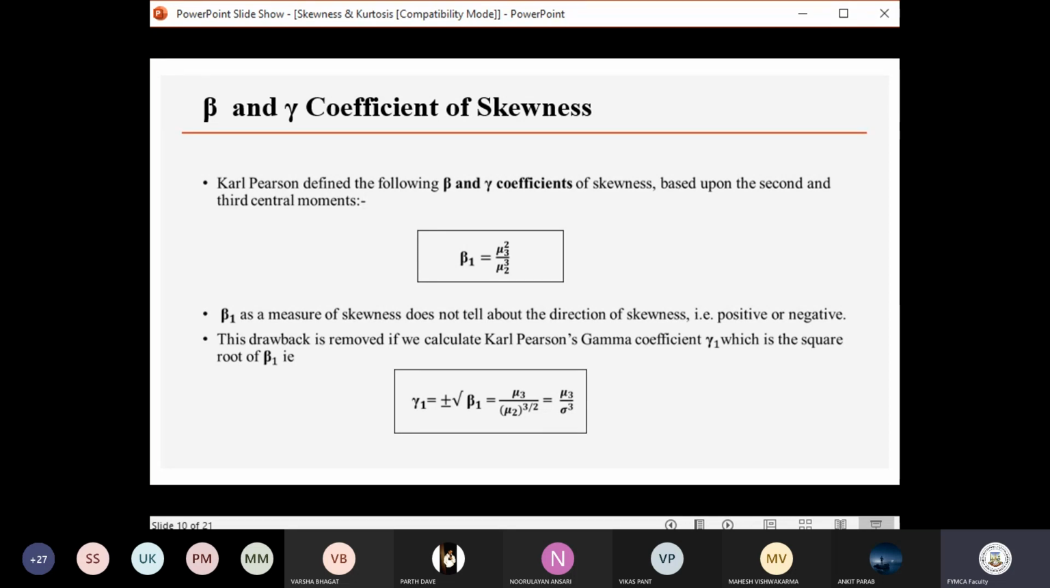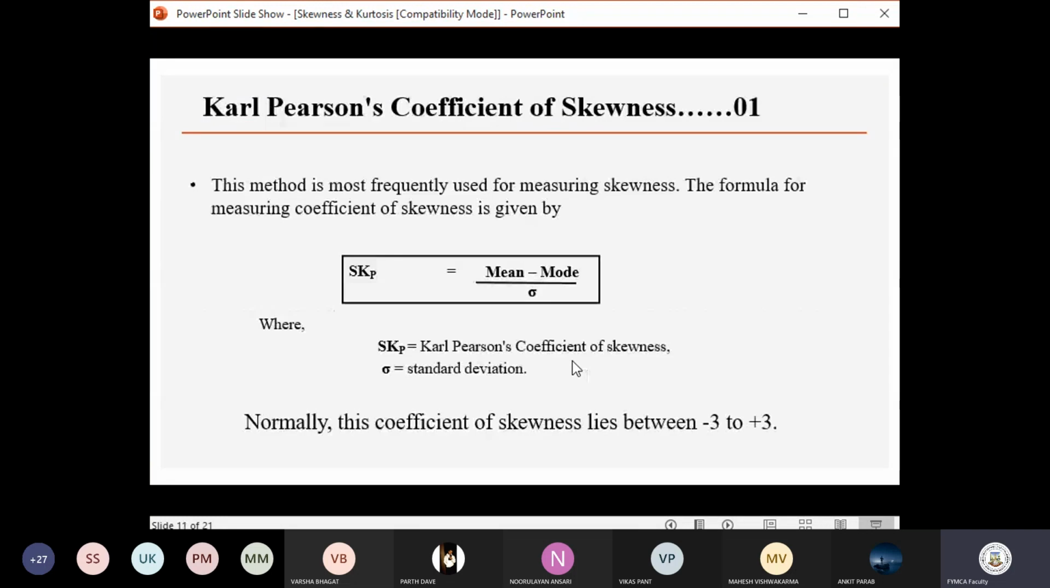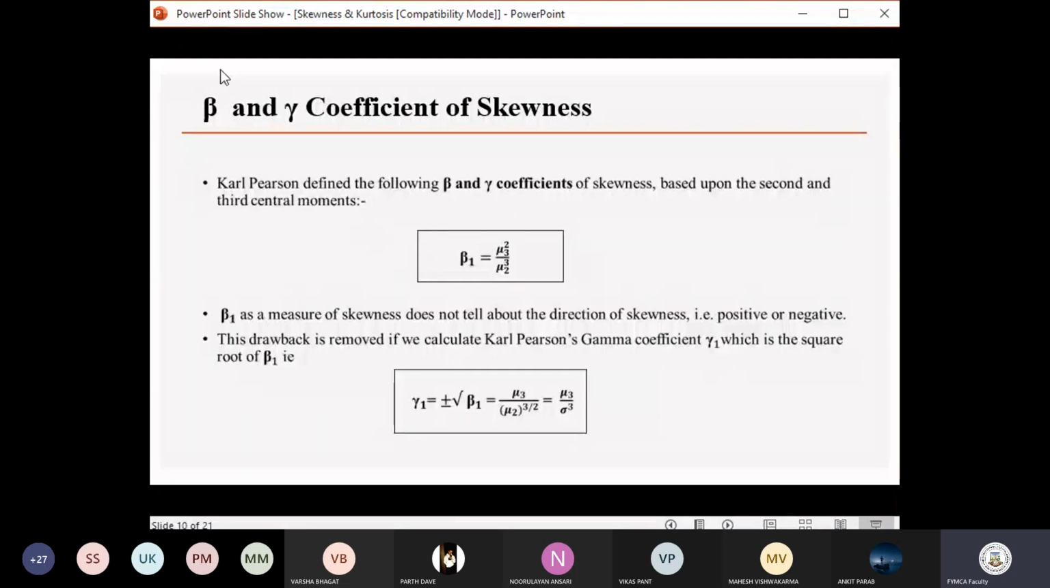This is just going to provide you the value, and it is not going to provide you the direction. So by taking the root of this, Karl Pearson found another value called gamma 1, and that tells you the direction, that is, whether it is a positive or a negative case. Okay, so this was a quick glimpse of the beta and gamma coefficients.